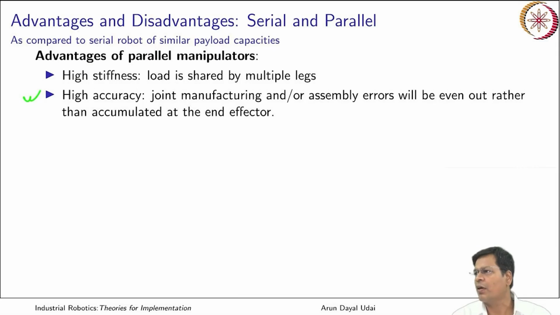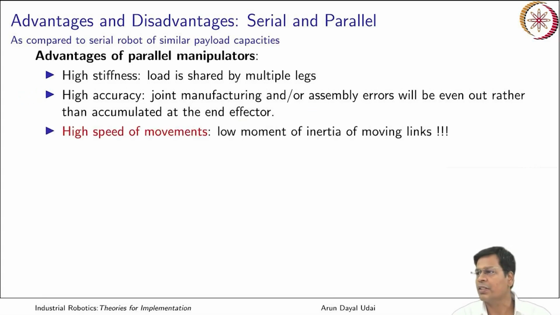Joint manufacturing or assembly errors will even out rather than getting accumulated at the end effector, as in the case of serial robots. Okay, so it has very high speed motion. You see, their links are the actuator itself, and you don't have any actuator mounted on top of the link. So your links are very light. That is making it a very low moment of inertia. That is the reason your links can move at very high speed. So effectively, the whole robot can go at very high speed.